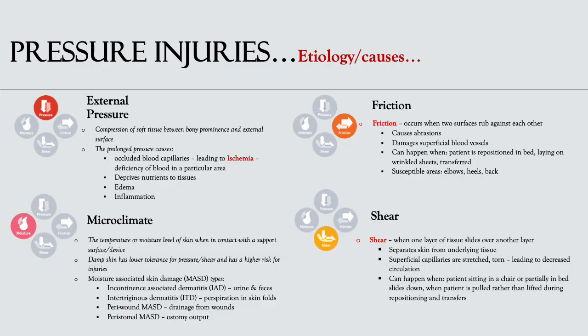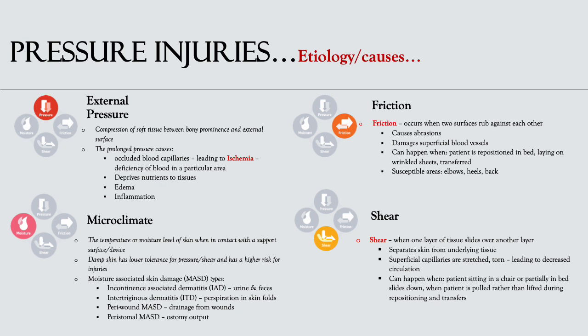There are 4 main causes for pressure injuries. External pressure: compression of soft tissue between bony prominences and external surfaces. This prolonged pressure causes occluded blood capillaries, leading to ischemia, deficiency of blood in a particular area. This deprives tissue of nutrients, causes edema and inflammation.